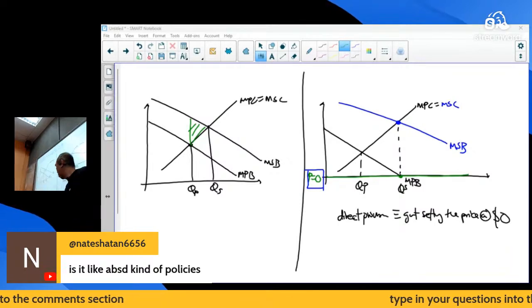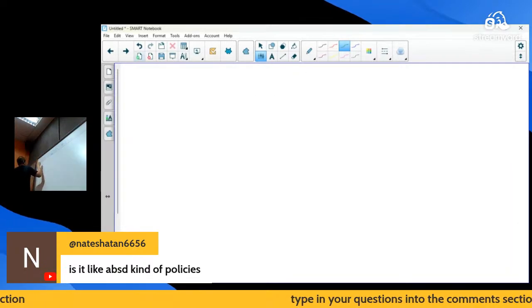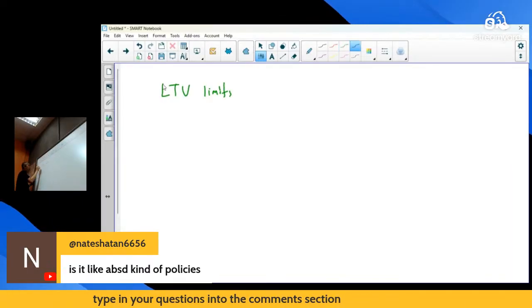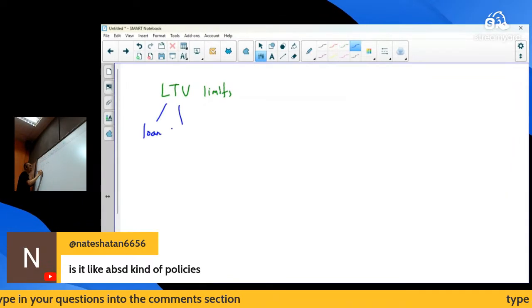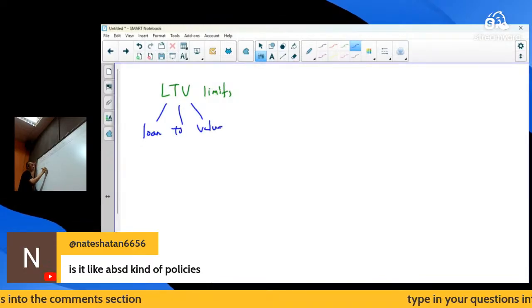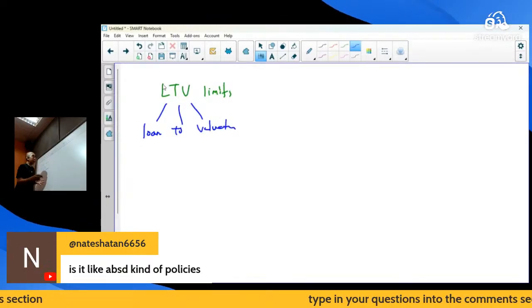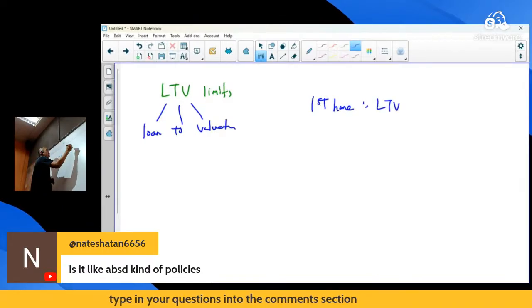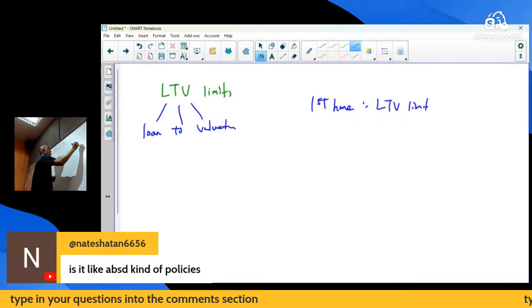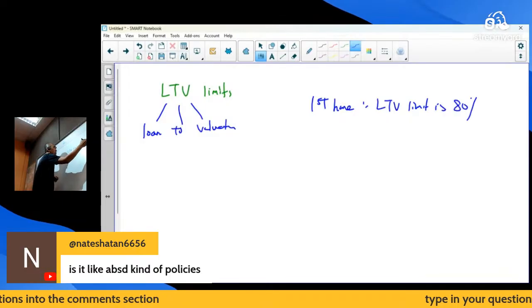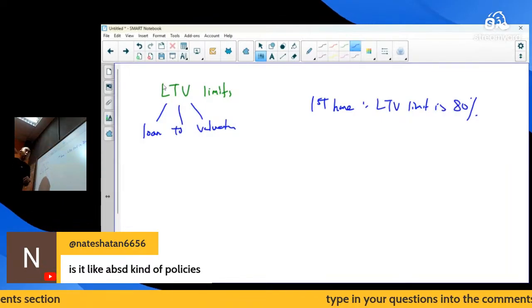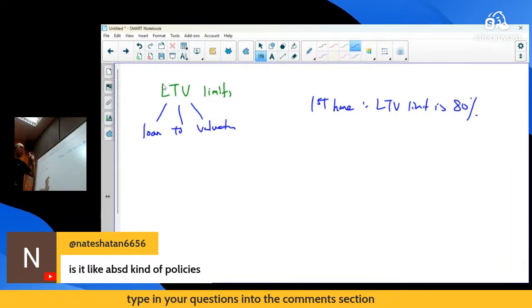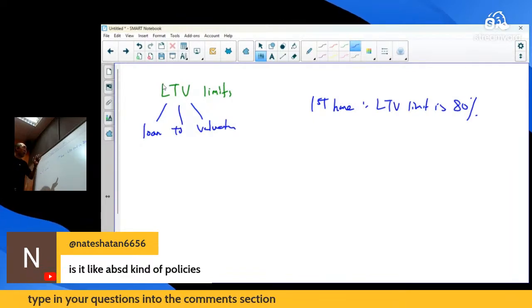LTV ratios, right? LTV limits. LTV stands for loan to valuation. So if the government says, for your first home that you buy, your loan to valuation limit is 80%, it means that you are allowed to borrow money from a bank to buy a house up to 80% value of the purchase price of the house at maximum.